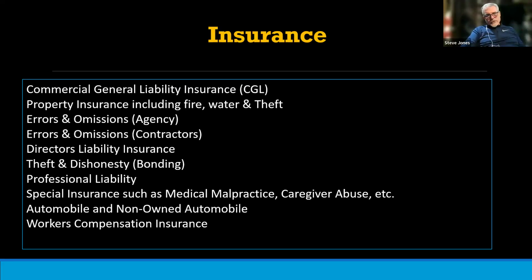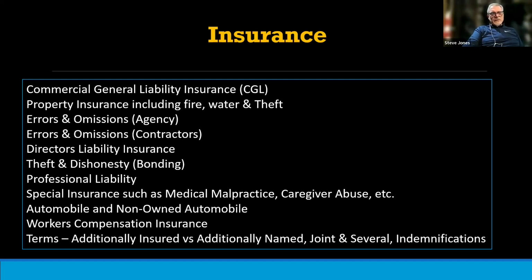Of course, we have workers' compensation insurance, and it's intended so that workers cannot sue you for injuries that occur in your workplace. It is intended to define how, when an injury occurs in the workplace, it's going to be handled without going to court. And I talked about the term additionally insured, which is the difference from named insured.